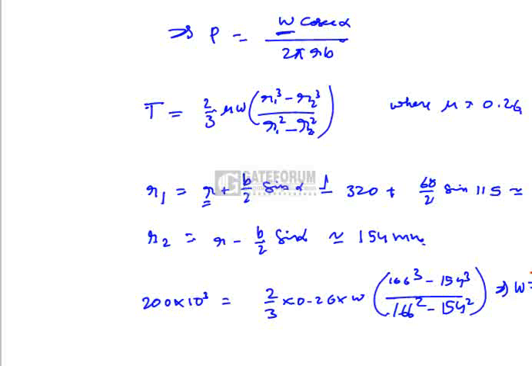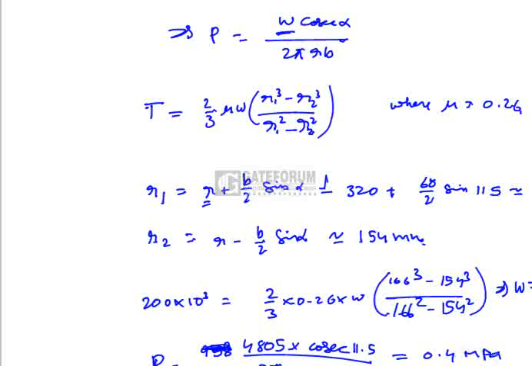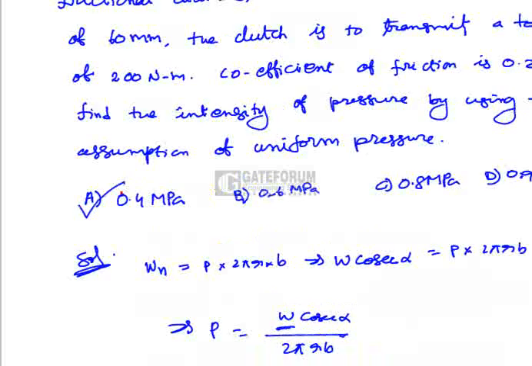Now substitute this value in the pressure equation, that is W into cosecant alpha by 2 pi RB. From this we can get, it is equal to 4805 into cosecant 11.5 by 2 pi into 150 into 60. So it gives a value of nearly 0.4 Newton per mm square or 0.4 megapascal. So here the right answer is 0.4, and in the options the correct option is A. A is the right answer.